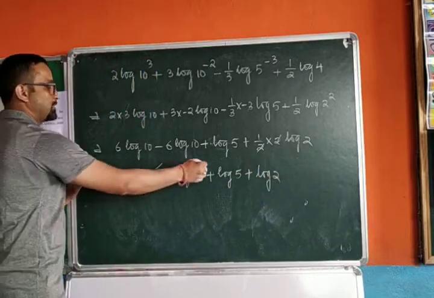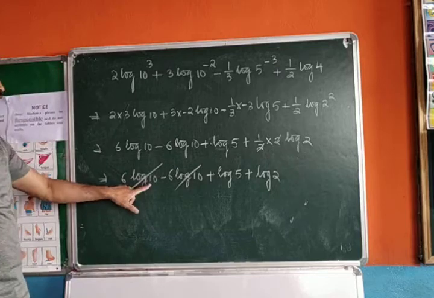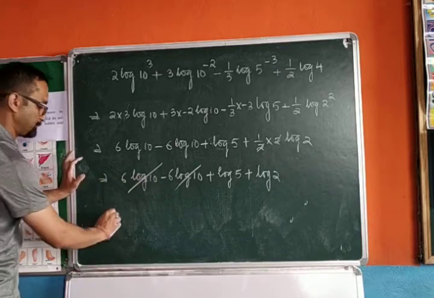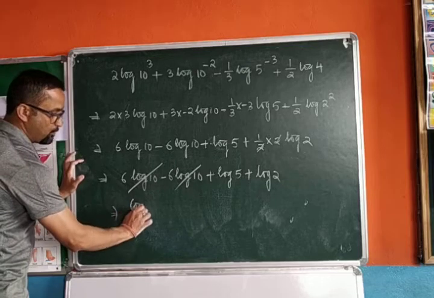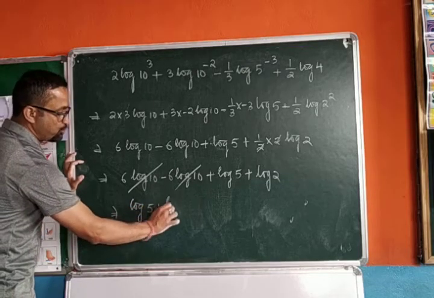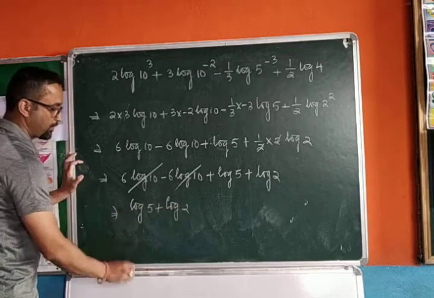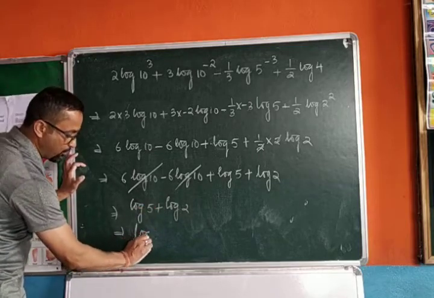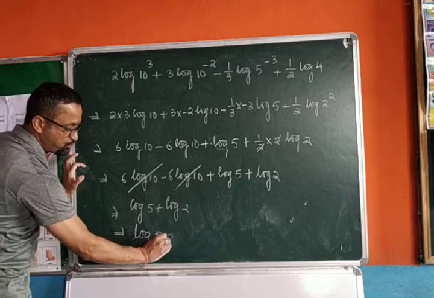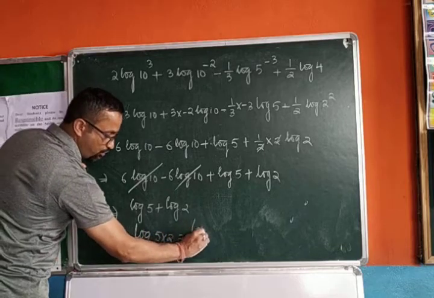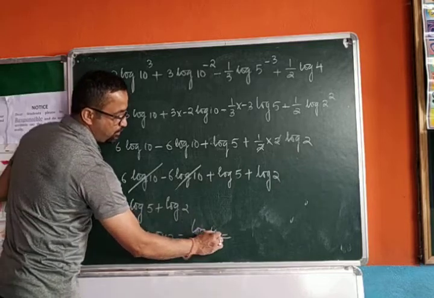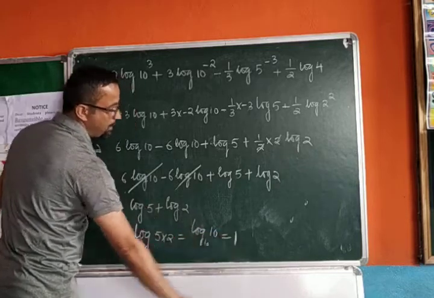You can cancel directly 6 log 10 minus 6 log 10. Plus and minus cancel. Log 5 plus log 2, in between you have a plus sign. So one logarithm, 5 into 2, log 10. There is no base, which means base 10. Log base 10 of 10 is 1.